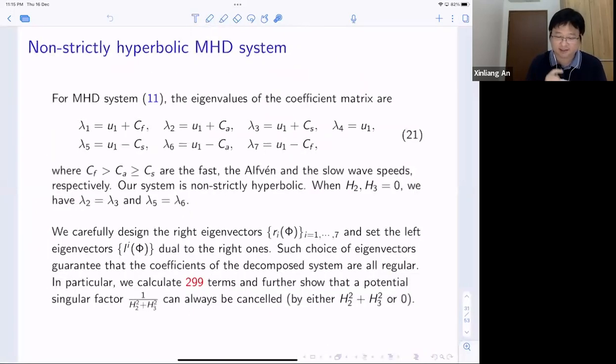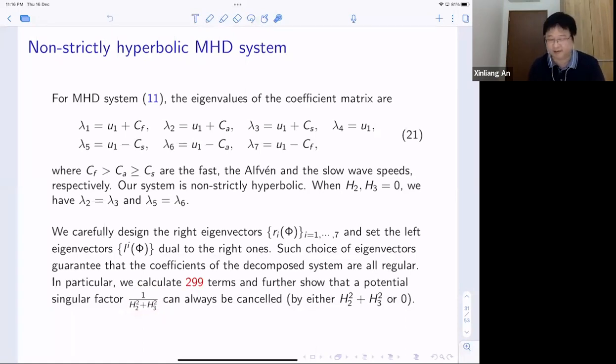But for MHD, later we will see that even though we already have experience about what would be the suitable right eigenvector and left eigenvector, we still need to do an additional renormalization. And with the additional renormalization, we still have 299 terms to check to make sure there is no potential singular term, because H2 and H3 could be very close to zero. We need to make sure the coefficient is of order one to explore the nonlinear structures, but this factor can pop up for each of the coefficients. So we calculate all these terms and make sure that all these singular coefficients are not there.